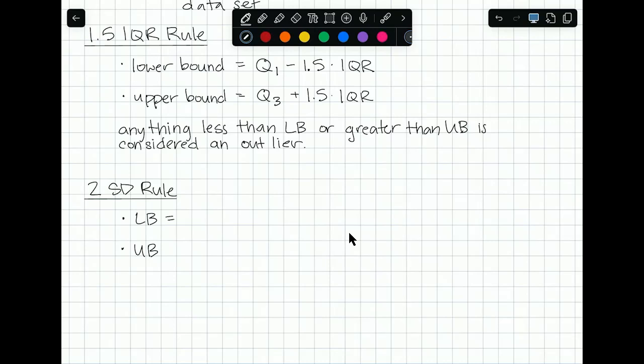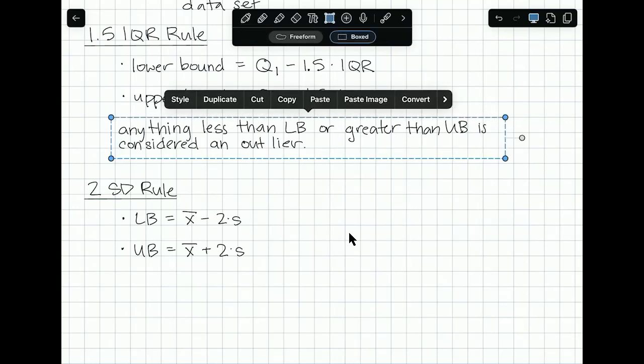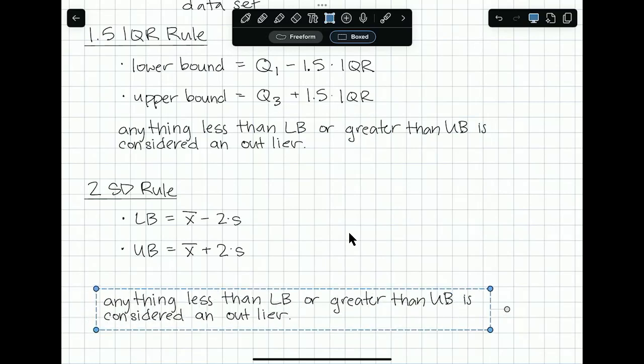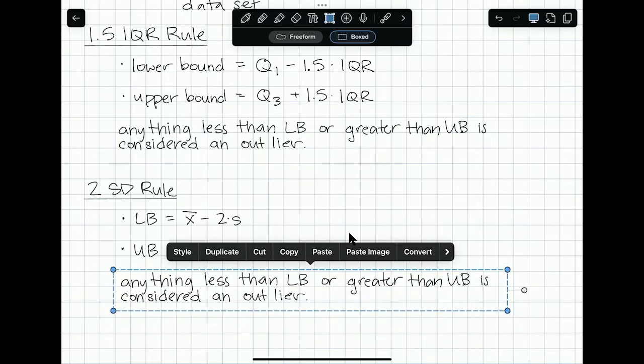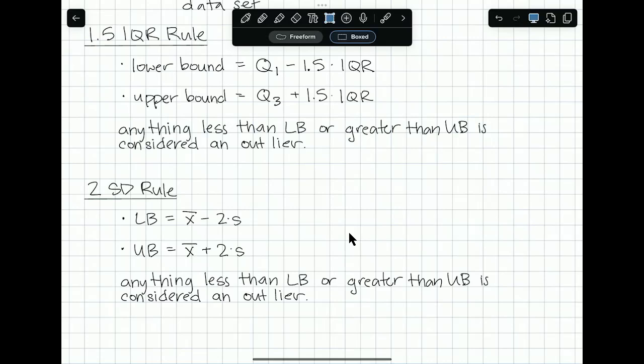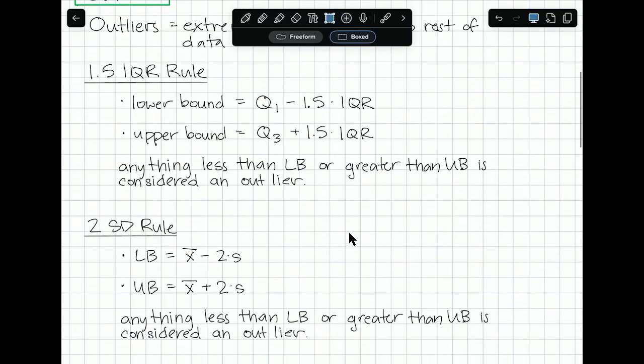For the 2SD rule, our lower bound is the mean minus 2 times the standard deviation, and the upper bound is the mean plus 2 standard deviations. And again, the check is the same as it was before. Once you've found your boundaries, anything less than the lower bound, anything greater than the upper bound, those are your outliers.